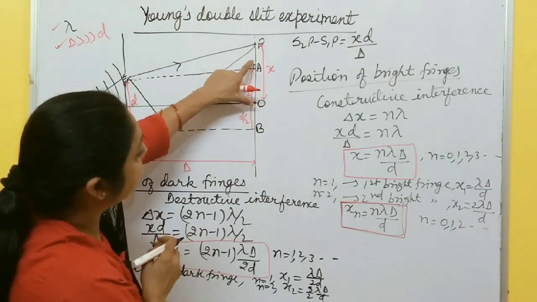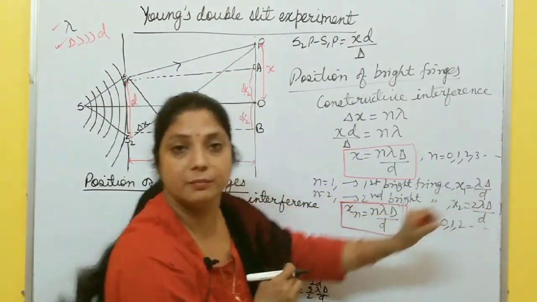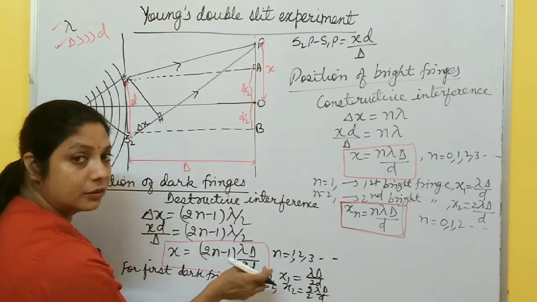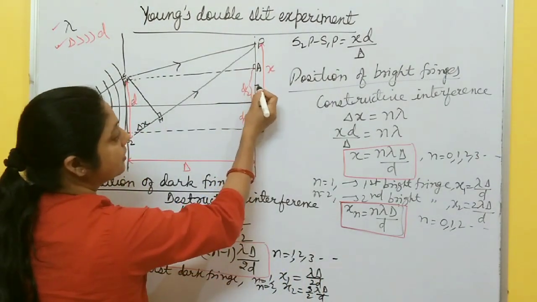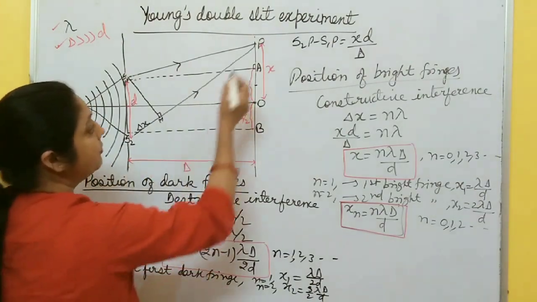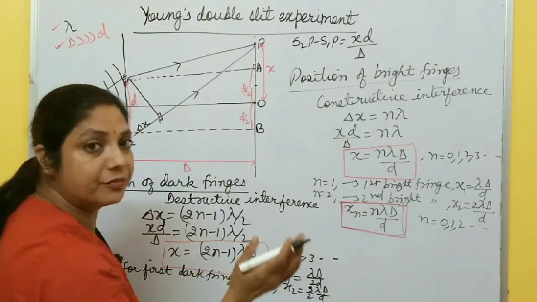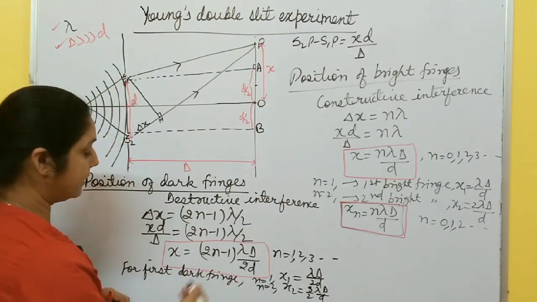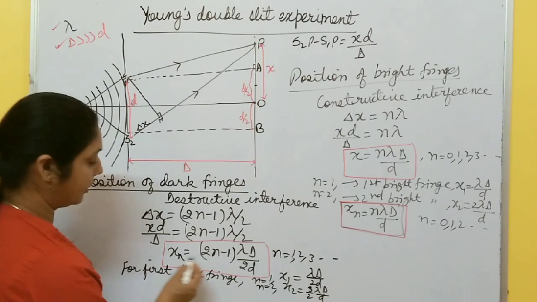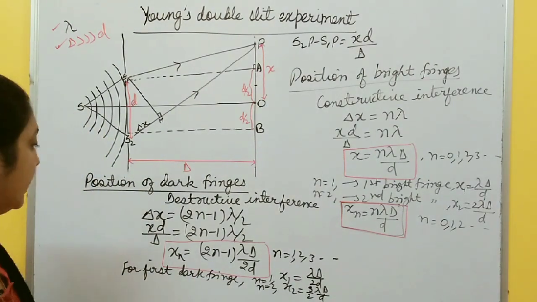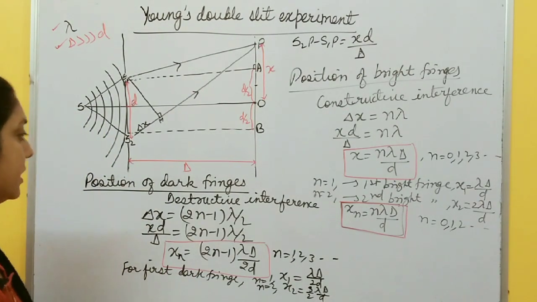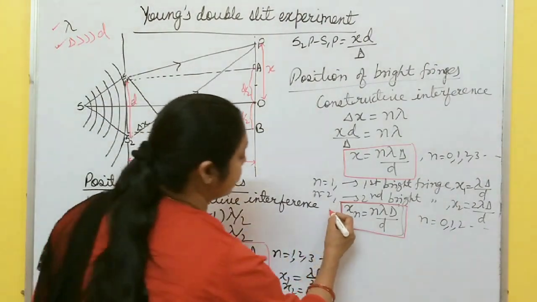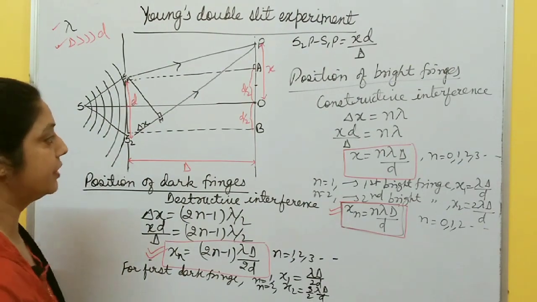Because the first bright fringe distance is λD/d, and here the first dark fringe is at λD/2d. It means between these, the first dark fringe is formed. Between the two bright fringes, a dark fringe is formed. In this way, the position of the nth dark fringe you can write as xn = (2n − 1)λD/2d. This is the position for dark fringes, and this is the position for bright fringes.